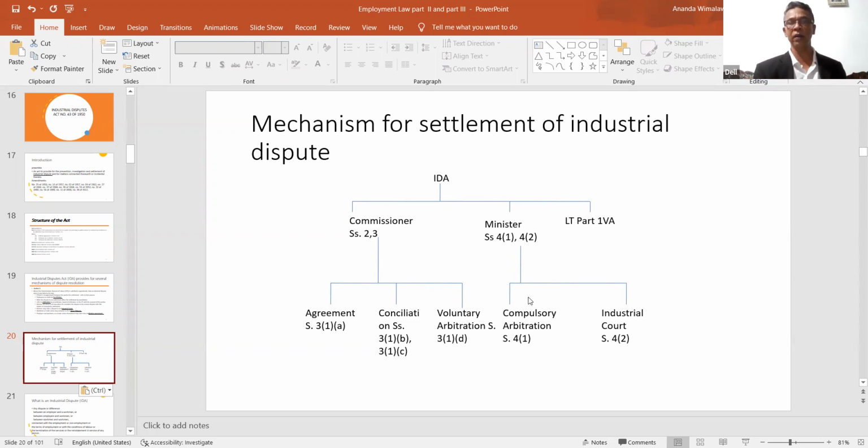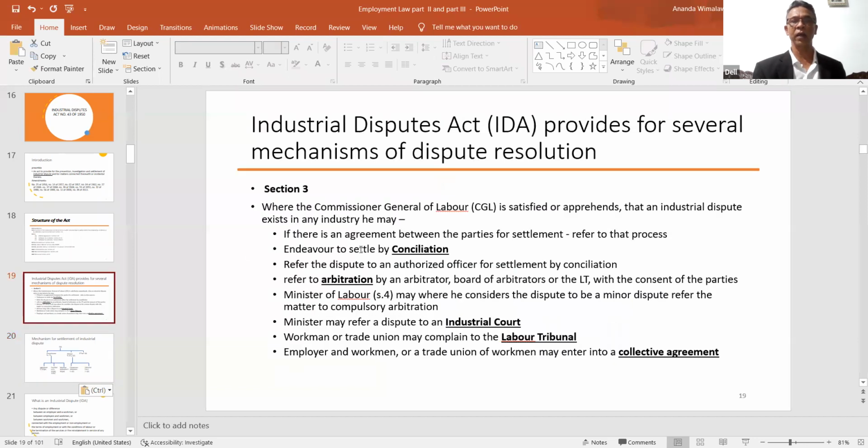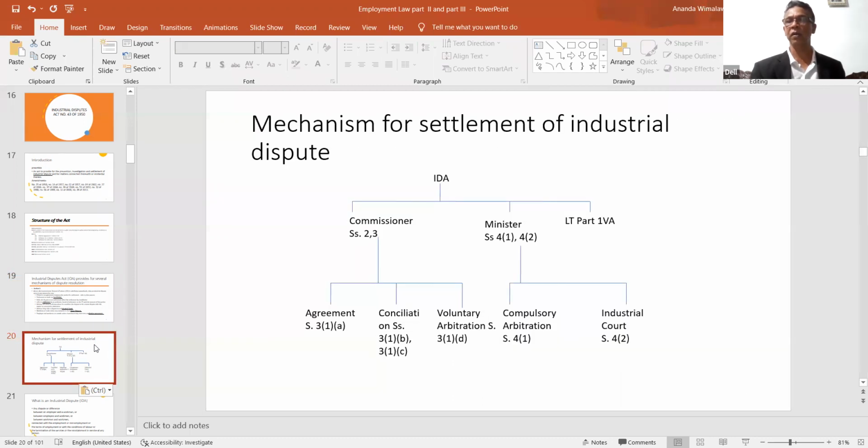So 4.1 is compulsory arbitration. This is also a compulsory arbitration. The industrial court also comes under compulsory arbitration. And the last one is the LT. So look, this one has all the things stipulated in slide number 13 summarized by this slide number 20.